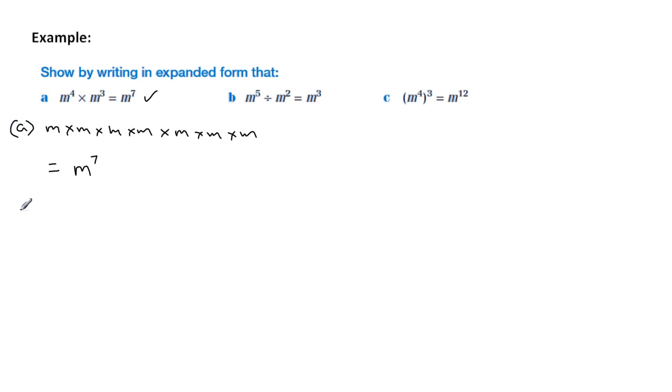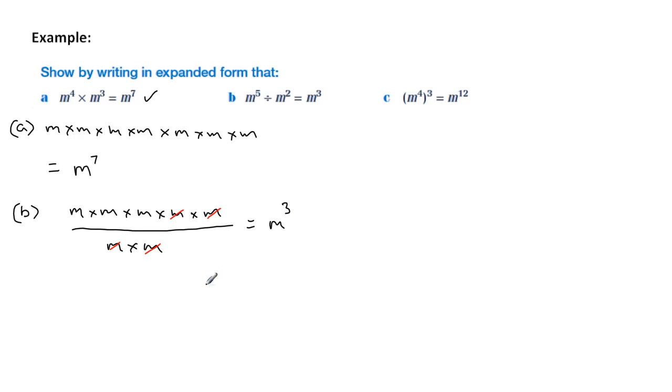Let's have a look at B. This time we'll write the m expanded at the top. So there's our 5. 1, 2, 3, 4, one more. We need to have a division, so we'll put a line underneath here and we'll put our m squared underneath. Now we can cancel. So what we have is m, our base, to the power of 3. So that's how we show that m^5 divided by m^2 equals m^3.